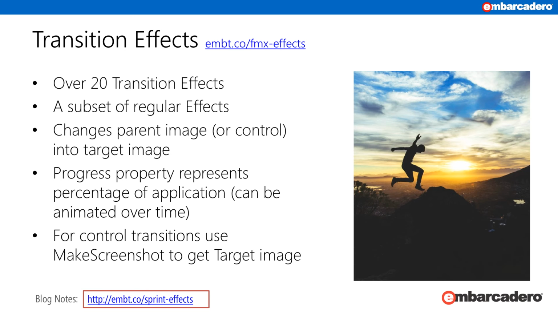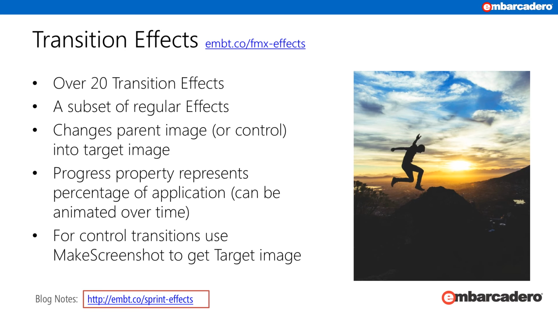So transition effects are specific types of effects that change the parent image or control into the target image. Okay, so you have a progress property that represents the percentage, how much has been applied over time. And then you can animate that progress property in order to animate the transition effect. So to have the animation effect, like for example, to fade in and out between things, you can use animation for that. Now, the transition effects transition either a control or an image into an image. Okay, it always takes an image as the target.